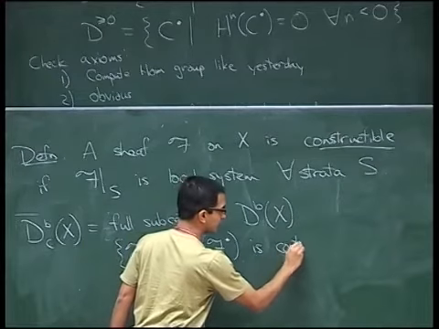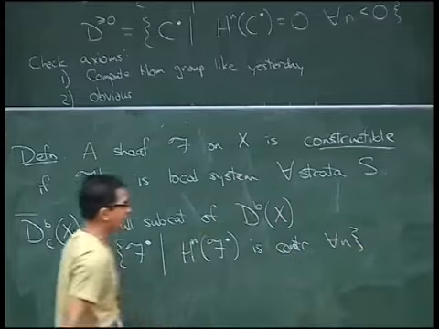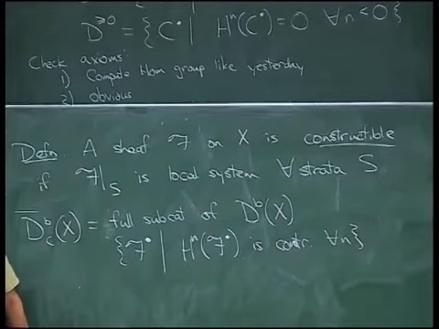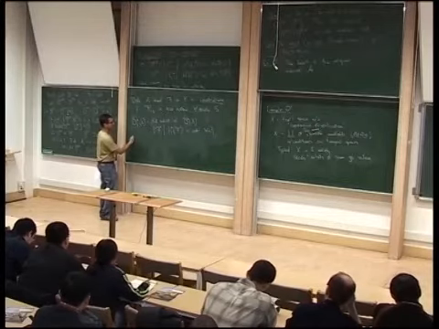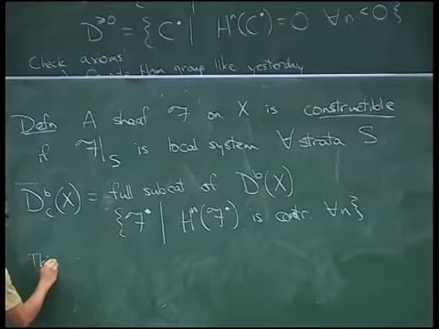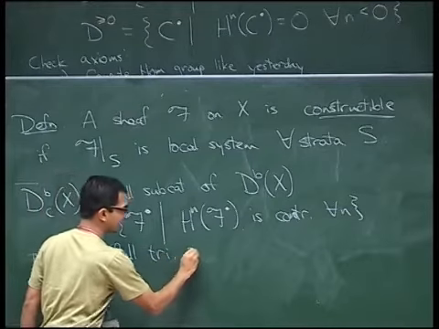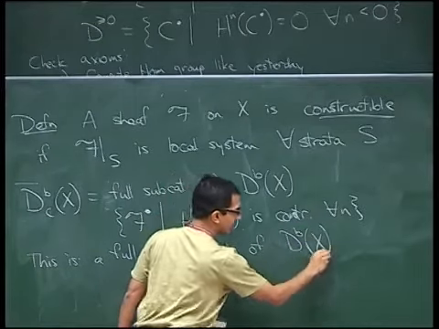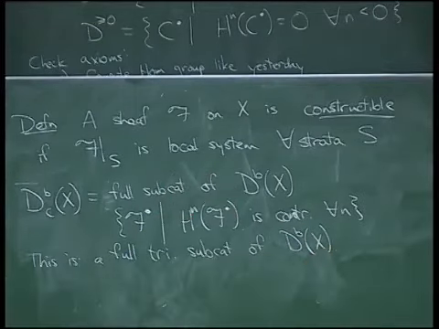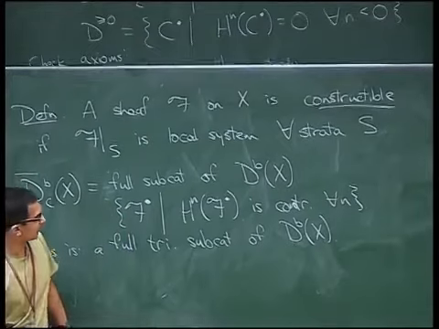So Hn of F needs to be constructible for all n. And I guess this is the first example of a triangulated category which is not itself a derived category. This is a full triangulated subcategory of DbX. And saying that this is triangulated has some content, just like saying that A is a full abelian subcategory of DbA has content.